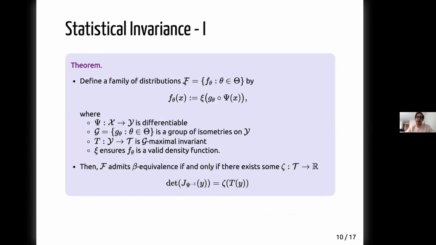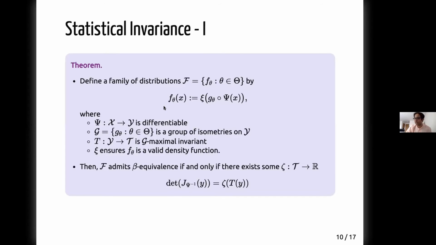This result says that if we're given a family of distributions whose density function takes on the following functional form, where C is a map from the space X to a space Y, G is a parameterized group of isometries that act on the space Y, and T is a maximal invariant function associated with this group, and C is any function that ensures this functional form is a well-defined and valid density function. Then this family of distributions indexed by theta admits Betti equivalence if and only if the following Jacobian constraint is satisfied: the determinant of the Jacobian of the inverse map of C is a function of the maximal invariant function associated with the group.